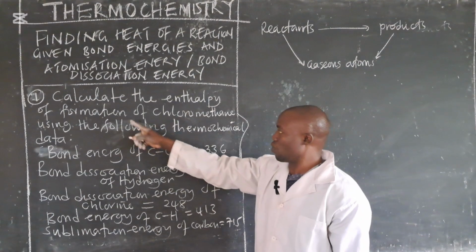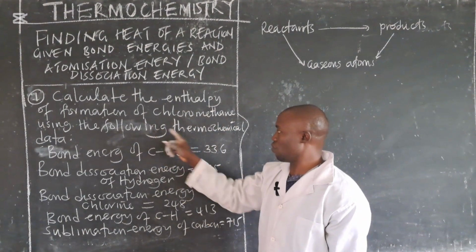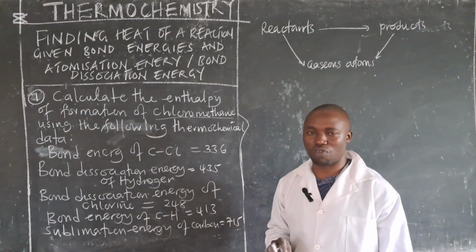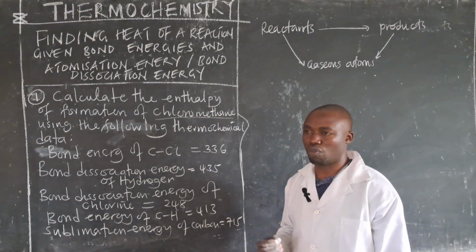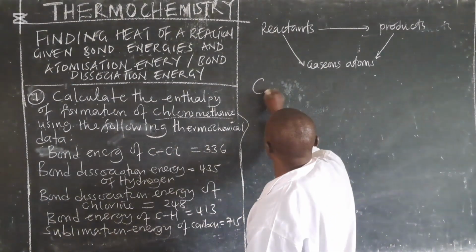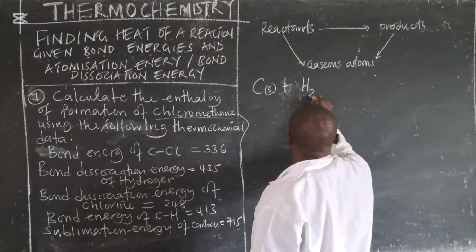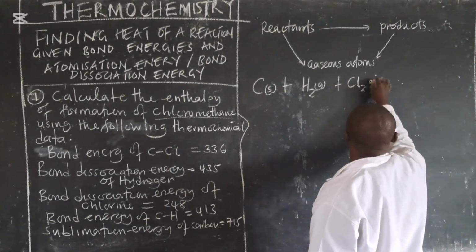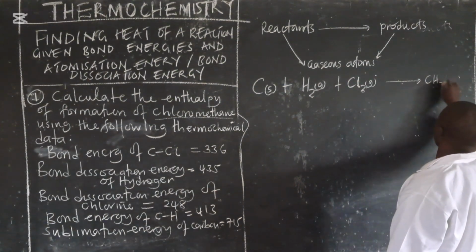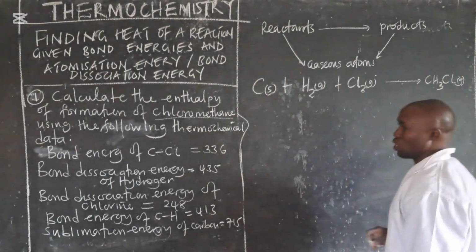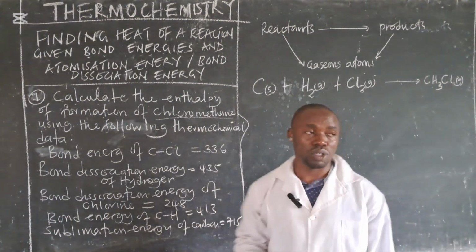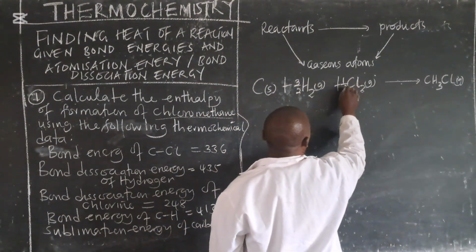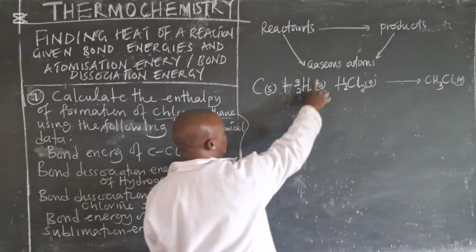Calculate the enthalpy of formation of chloromethane using the following thermochemical data. Now we're interested in formation of chloromethane, so we are first going to write the equation for formation of chloromethane. So chloromethane is formed from carbon, hydrogen, and chlorine to form chloromethane gas. If you don't know the states, you can as well leave them out to avoid errors. Now let's balance it. This is 3 over 2. This is a half. Now let's atomize them into gaseous atoms.